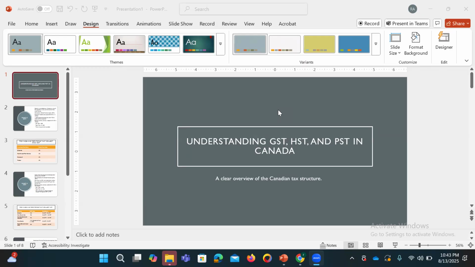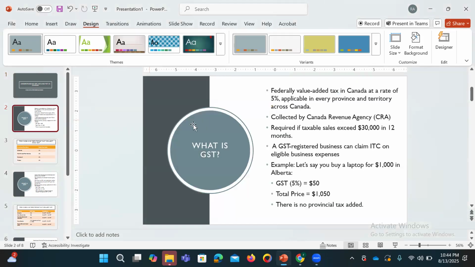By the end of this session, you'll have a clear understanding of how the tax system, mostly the GST, HST, and PST rules, work in Canada, how they differ, how they apply in the different provinces, how they are used, and how the tax rates differ in the different provinces. So let's get started with the first one, which is GST HST.